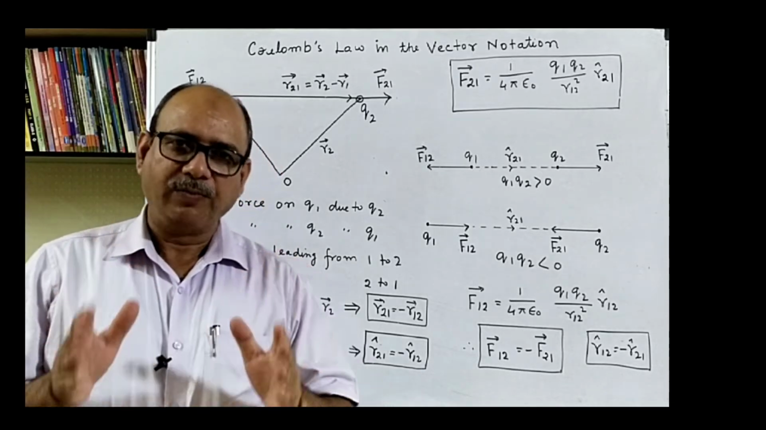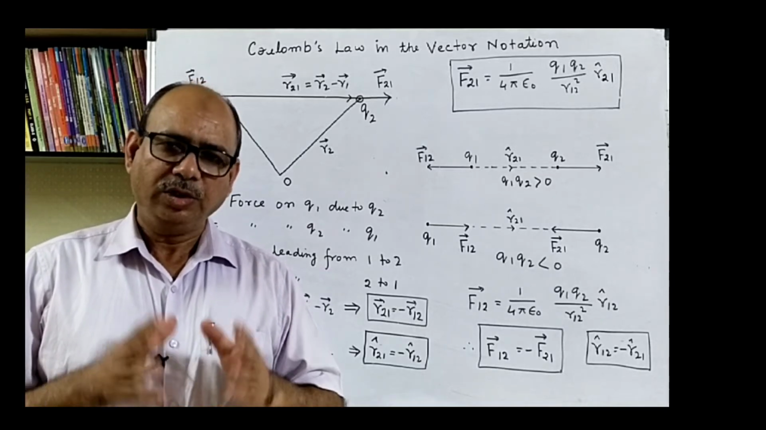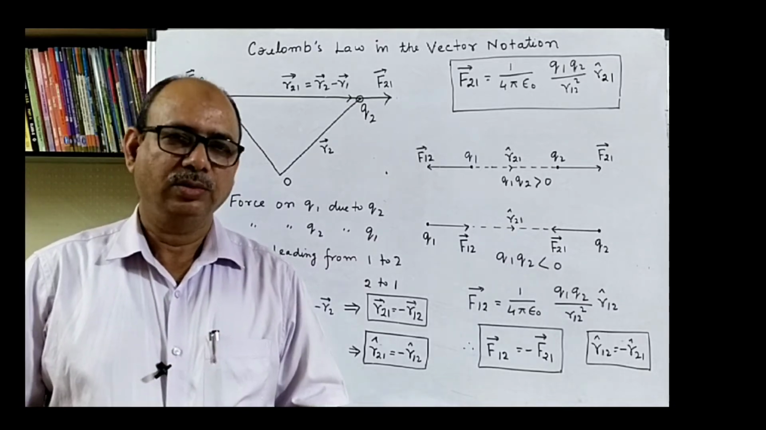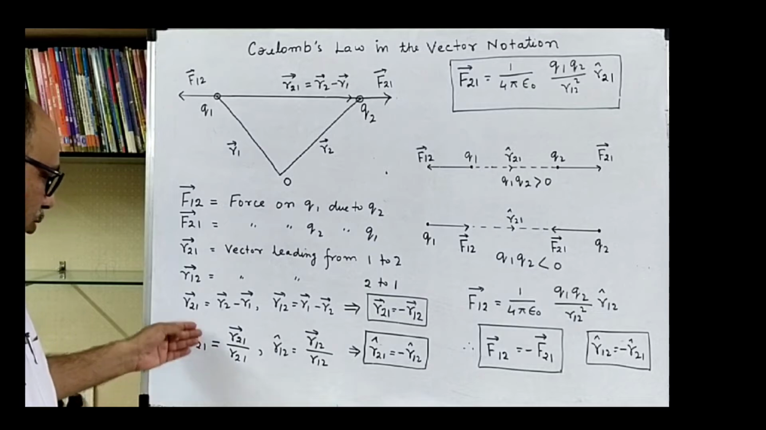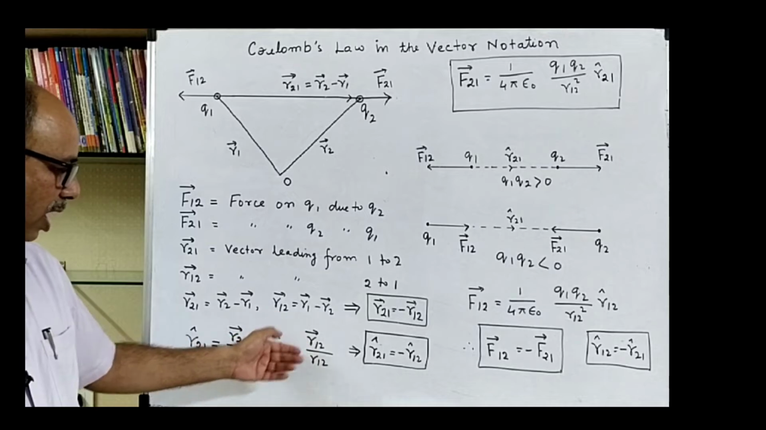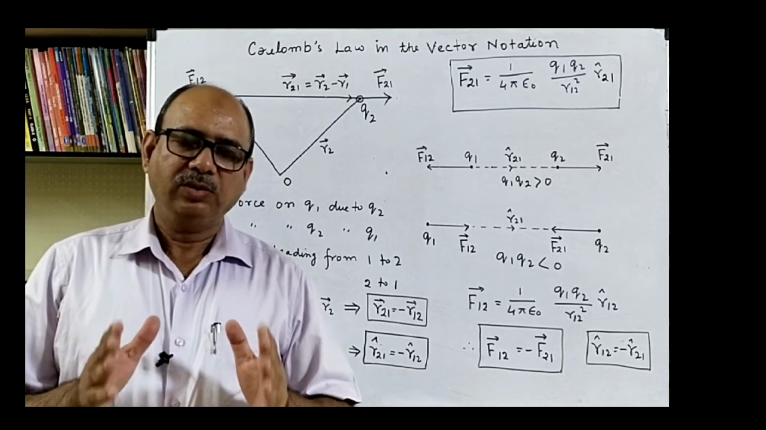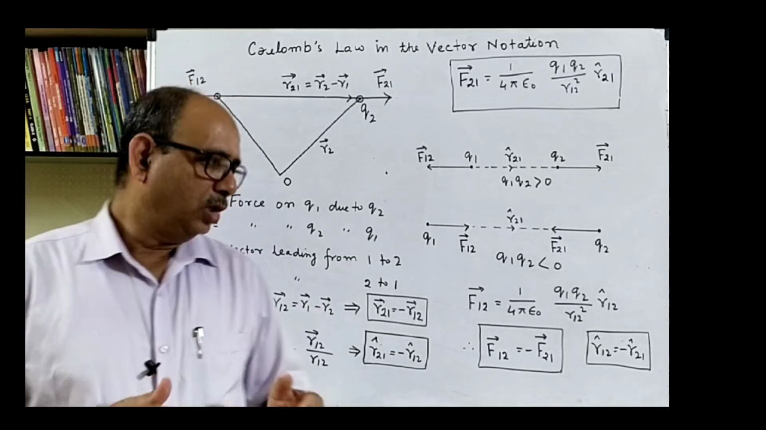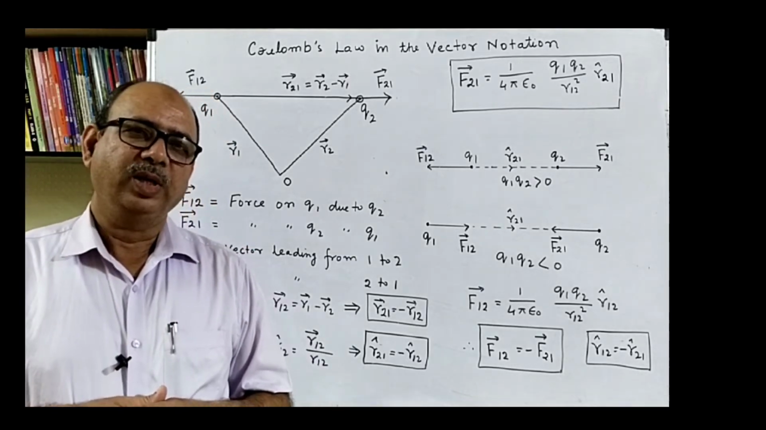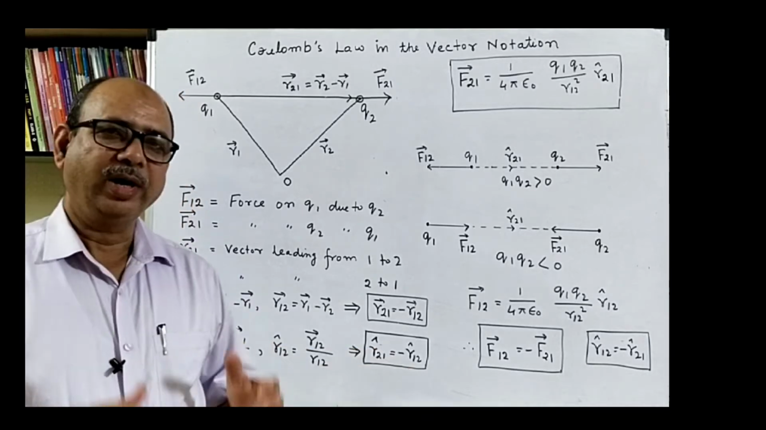The direction of a vector is specified by a unit vector. The unit vector is the ratio of the vector divided by its magnitude. So we can write R21 cap as the vector R21 divided by its magnitude, and R12 cap equal to vector R12 divided by its magnitude. The unit vector has a magnitude of one. So here both unit vectors R21 cap and R12 cap have the same magnitude, but their directions are opposite to each other. Therefore we can write R21 cap equal to minus R12 cap.